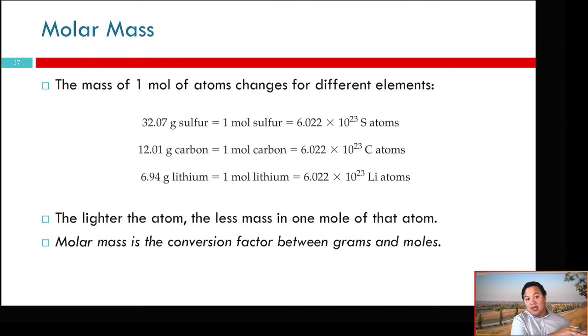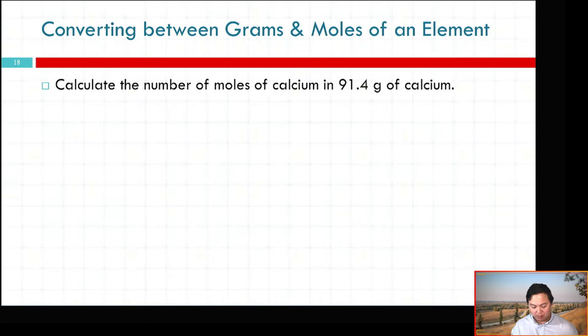So the lighter the atom, the less mass in 1 mole of that atom. It's like having small nails. So carbon is medium-sized nails, maybe. Lithium are the small nails, and sulfur would be your large nails. For 1 dozen of each, they're going to weigh different amounts. And our molar mass is then the conversion factor between grams and moles.